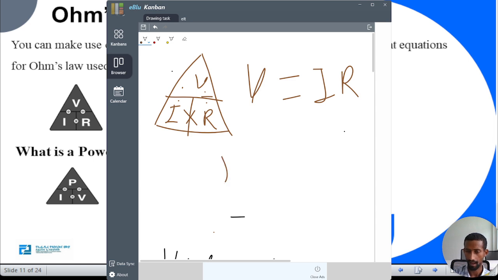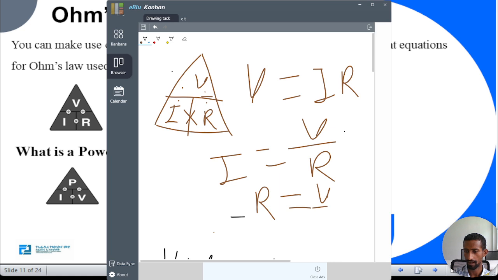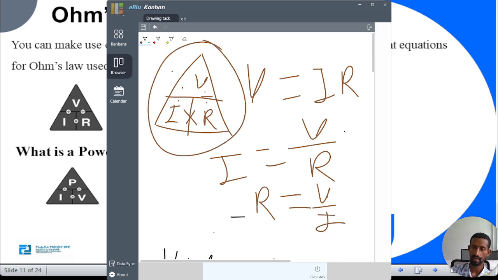And if we wanted I, it means V over R. And if we want to get R, which is equal to V over I. So this Ohm's law triangle is used to easily memorize the relation between the voltage, the current, and the resistance.